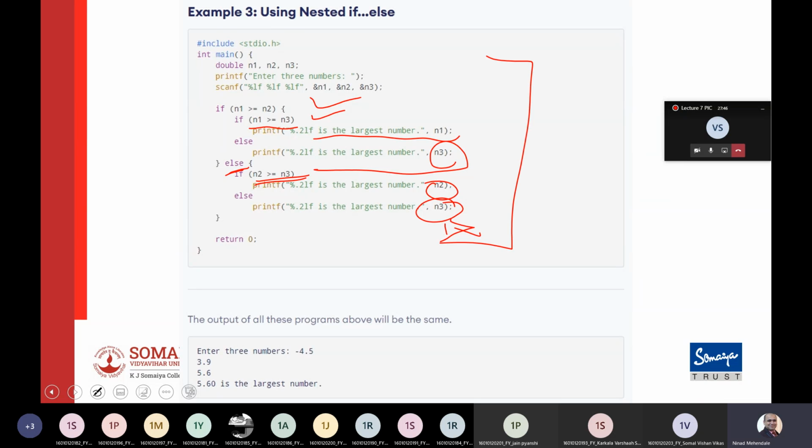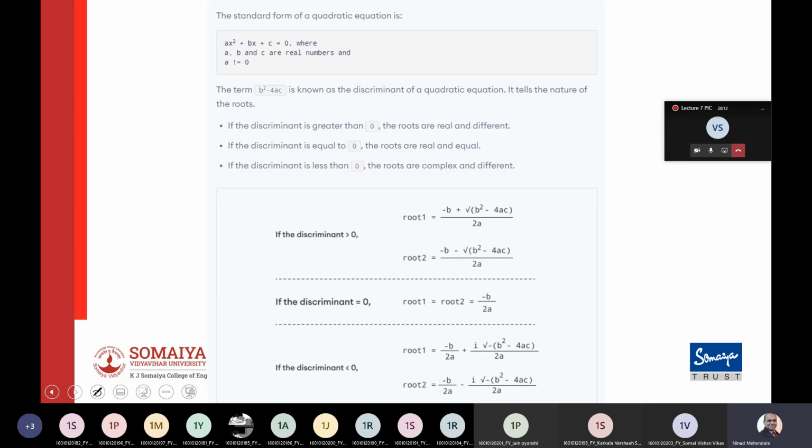Then the output of the same program, if the user enters minus 4.5, 3.9 and 5.6, obviously the largest number will be shown as 5.6. Now remember, minus 4.5 is even less than 0. So anything with a negative sign is less than 0, and the higher the number value, like minus 5.5, is even lesser than minus 4.5. So this is how the C program sees it.